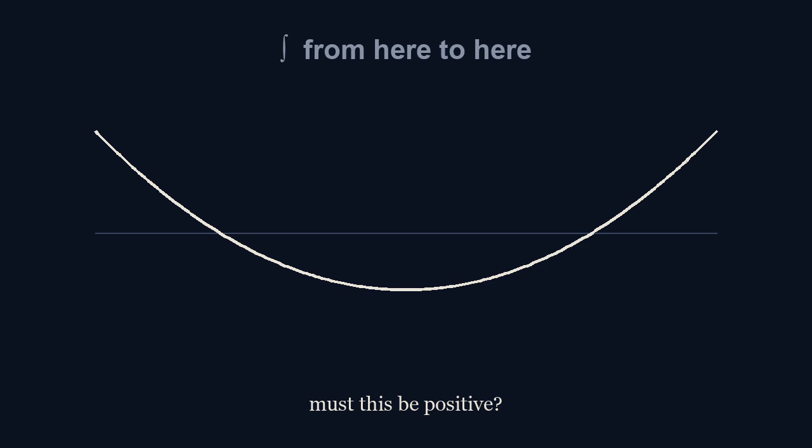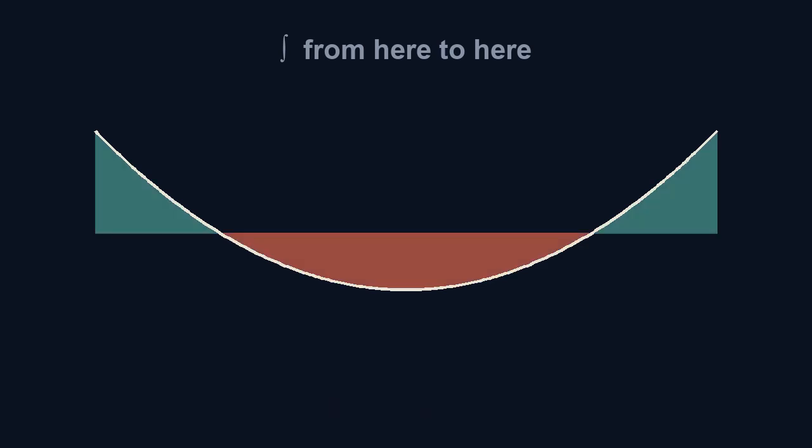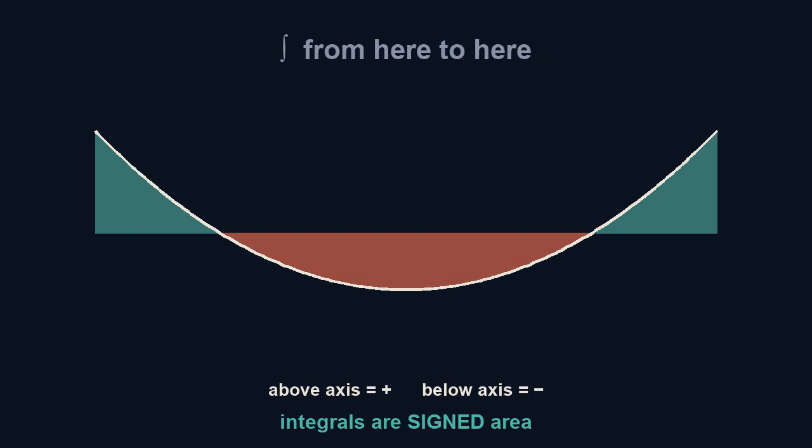This curve dips below the x-axis for a while. If you integrate straight across, from here to here, does the answer have to come out positive? No. Above the axis, area counts as positive. Below the axis, it counts as negative, it gets subtracted. An integral isn't just area, it's signed area. Spend enough time below the axis, and the whole thing can come out negative.